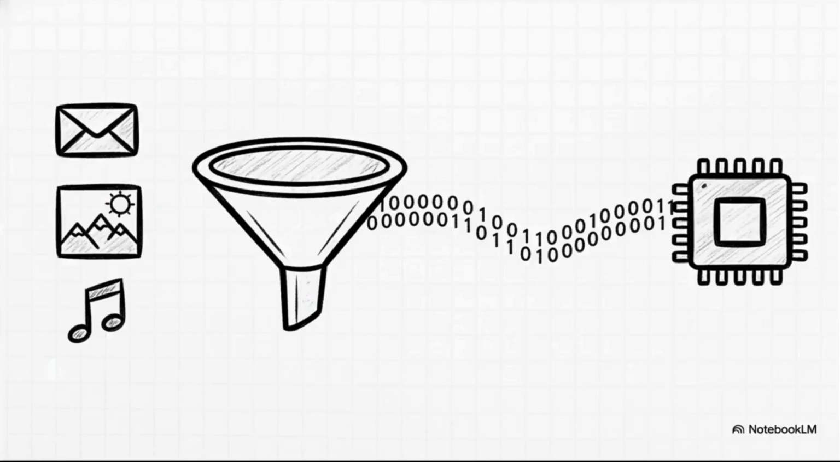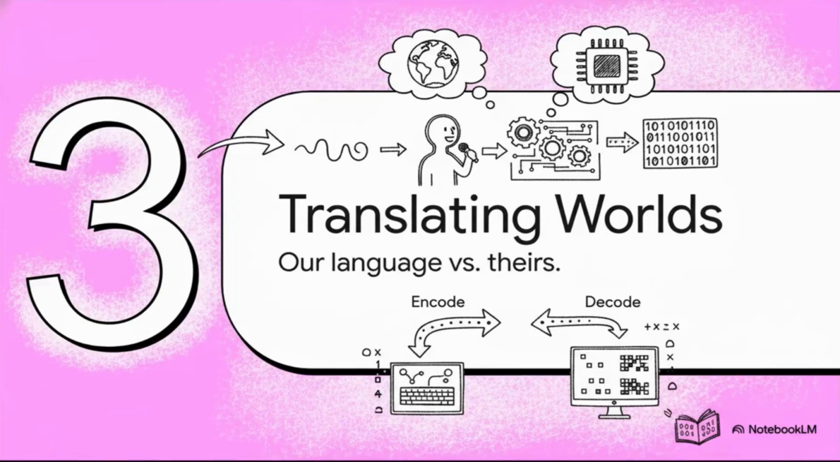And here's the part that's kind of mind-blowing. Absolutely everything, the words in an email, every single color in a photo, the notes in a song, all of it has to be translated into these long strings of zeros and ones before a computer can do anything with it. Okay, so we've got our world and the computer's world, two different languages. So let's get our hands dirty and see how we can actually translate between them, turning our numbers into the computer's and then back again.